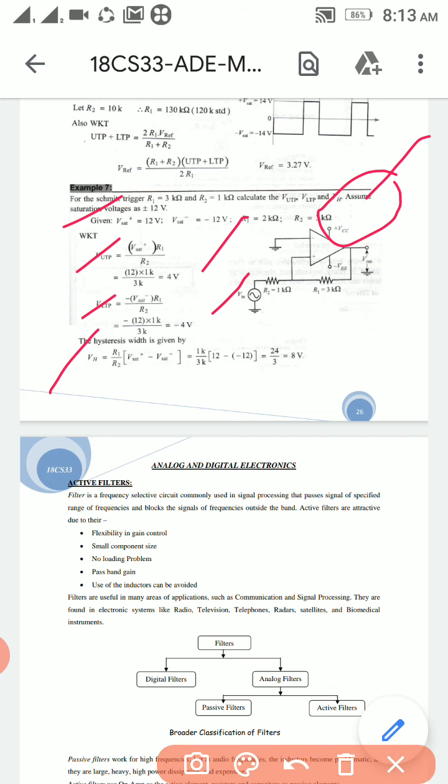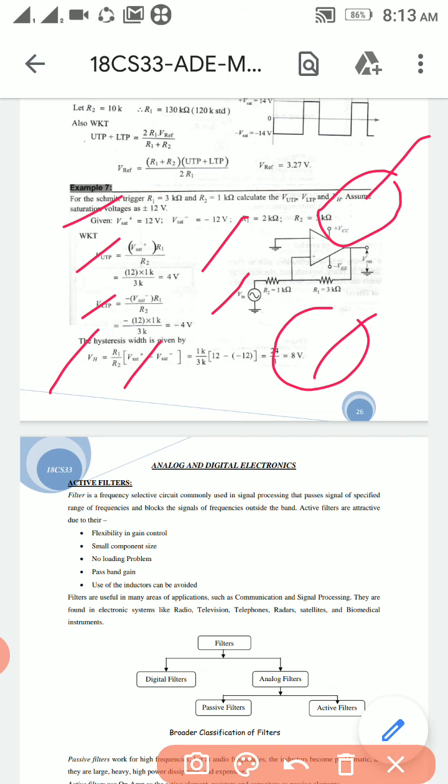So VH is equal to what? After rearranging this, we will get this expression, and substituting the values: we know R1, we know R2, we know VSAT plus, and we know VSAT minus. After substituting all the values, we'll get VH as 8 volts. Same thing in this design Schmitt trigger. Everything should be known, but you should know the formula of VUTP, VLTP, and VH value. So you should know this to find the Schmitt trigger design part.